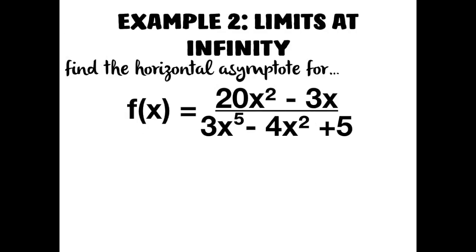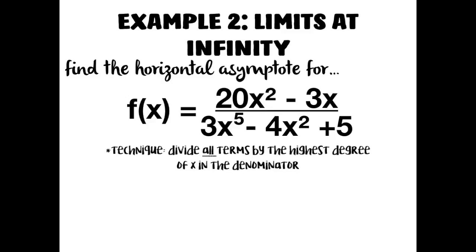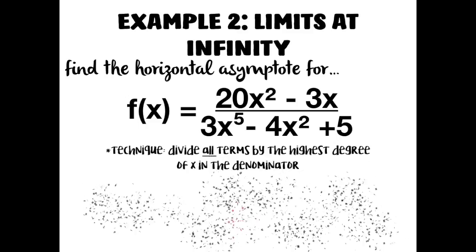In this example, we are to find the horizontal asymptote of the function 20x squared minus 3x all over 3x to the 5th power minus 4x squared plus 5. A useful technique to approach this problem is to divide all terms by the highest degree of x in the denominator. Remember, the degree would be the highest exponent, and in this case, the degree would be 5.